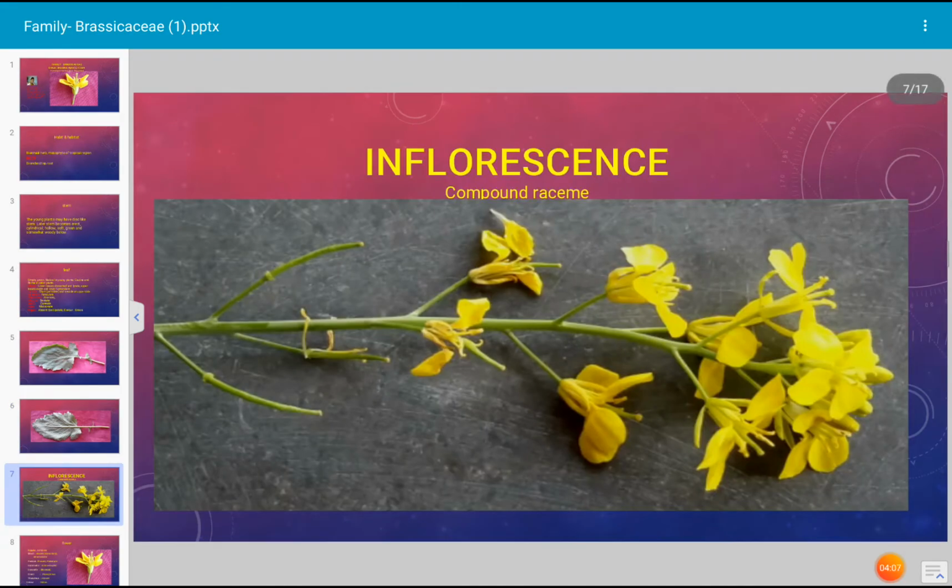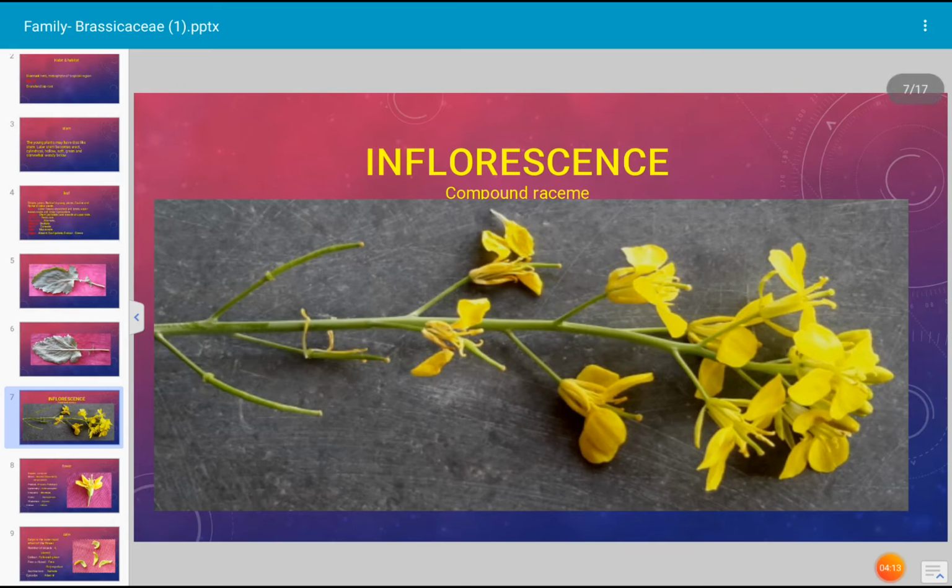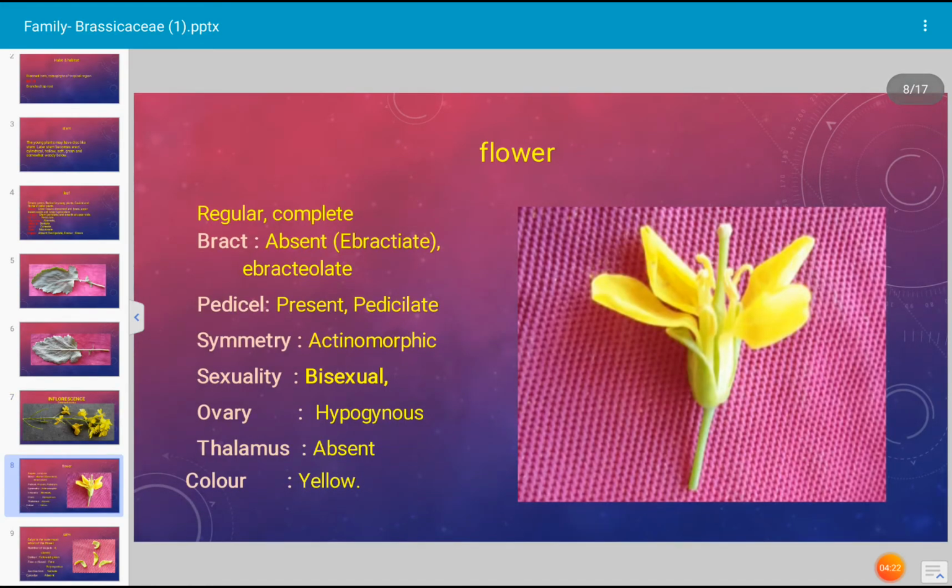Next. This is the inflorescence of the mustard plant. The inflorescence is a compound raceme. It is a compound raceme inflorescence. Next. This is the flower of the cruciferous family, that is Brassica, a typical flower. This flower is described as a regular flower. It is a complete flower. Why is it complete? Because all the floral parts are present in it.